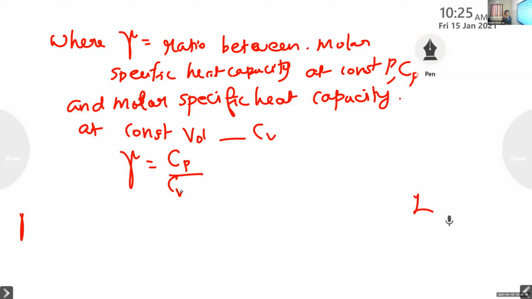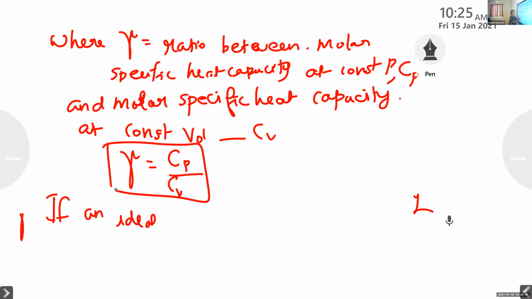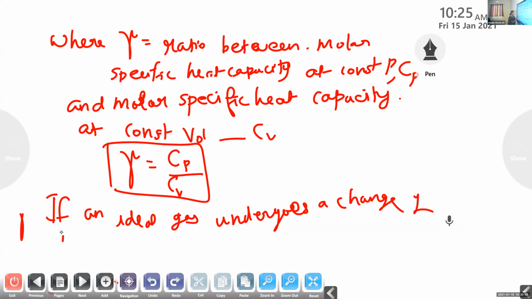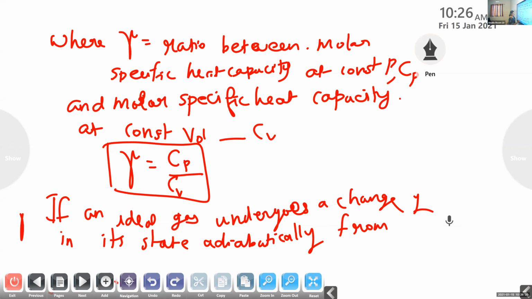So write down: if an ideal gas undergoes a change in its state adiabatically, that means still we are not going to give any energy from outside, within the system, changes state adiabatically from (P1, V1) to (P2, V2).